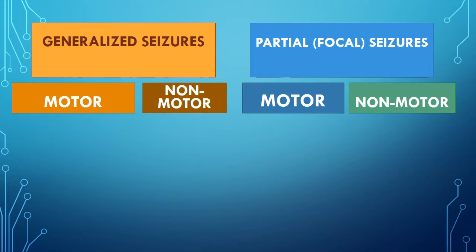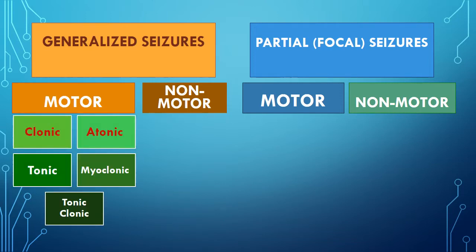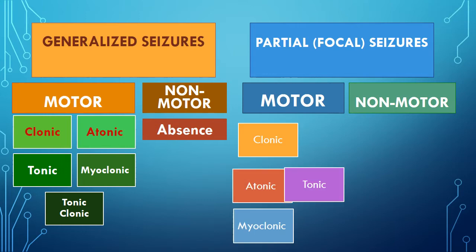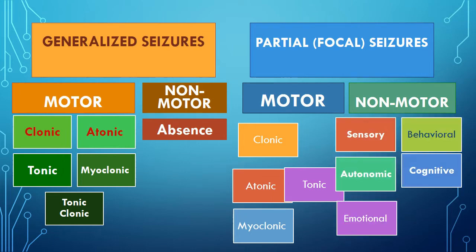Generalized motor seizure could be either clonic, atonic, tonic, myoclonic, or generalized tonic-clonic seizures, while the generalized non-motor seizure is the absence seizure. On the other hand, the focal motor seizures could be either focal clonic, atonic, tonic, or myoclonic, while the focal non-motor seizure could be either sensory, behavioral, autonomic, cognitive, or emotional.